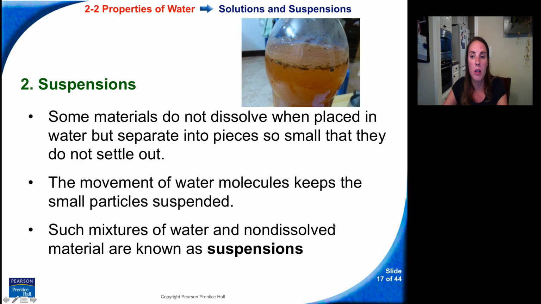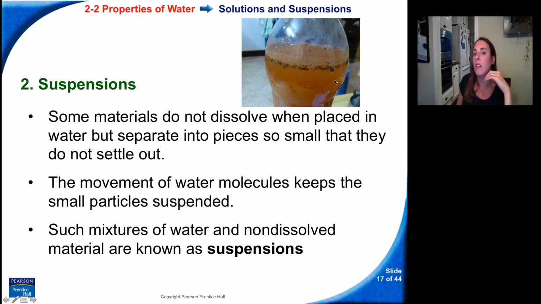Okay, so the second one we're going to talk about is suspensions. We just talked about solutions, now suspensions. Some materials do not dissolve when placed in water, but they still separate into pieces so small that they don't settle out. The movement of water molecules keeps the small particles suspended. Such mixtures of water and non-dissolved material are known as suspensions.